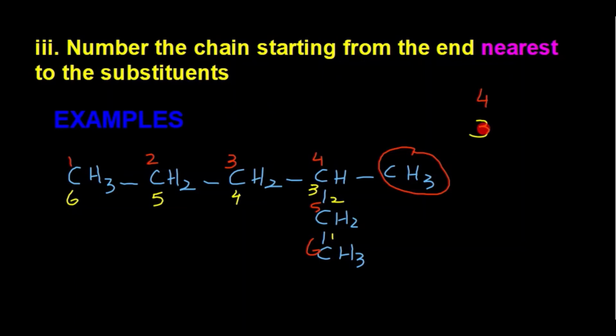Now which is the smaller number, student? Compare these numbers, 4 or 3. Which is the smaller, 4 or 3? Of course 3 is the smaller number. So we will do the numbering this way to assign the smaller number to the alkyl radical. So this is the correct way of numbering. I hope this example is clear to you, students.